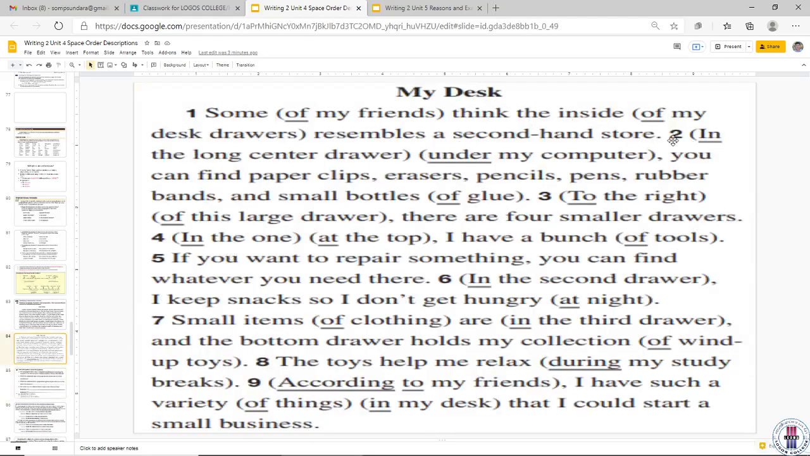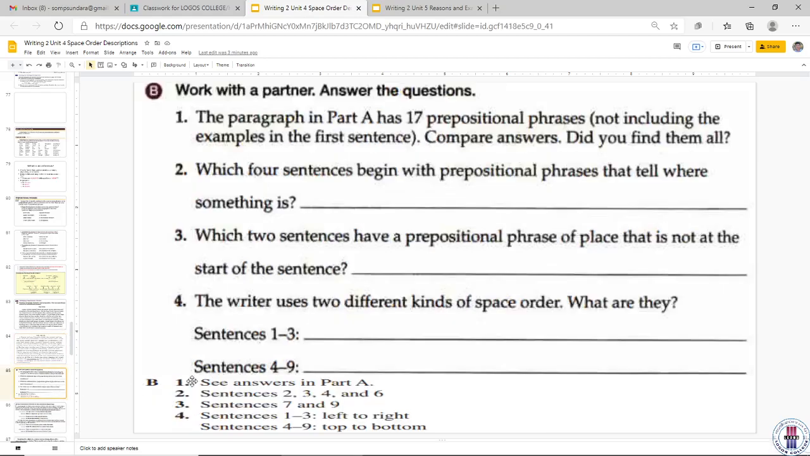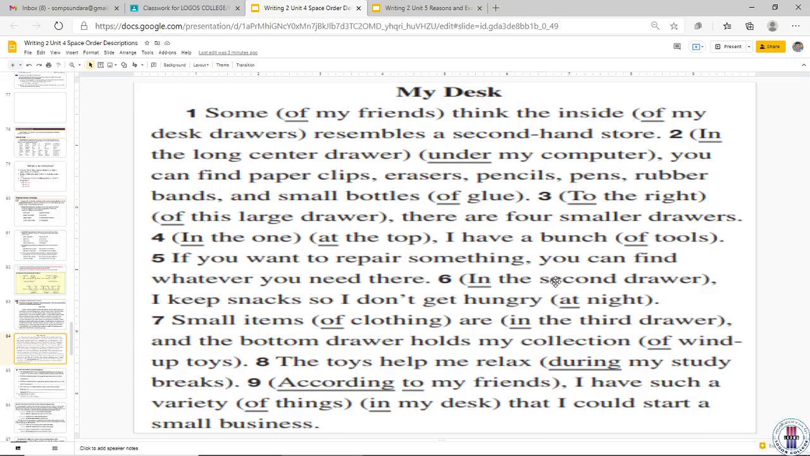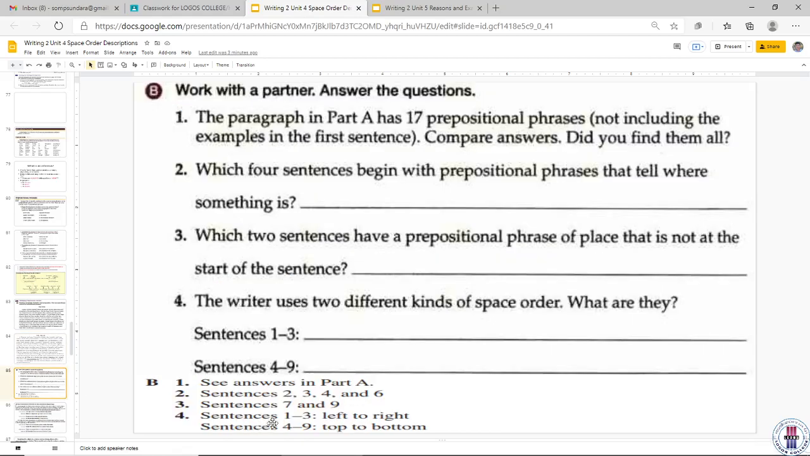So let's take a look back. 2, in the long center drawer under my computer. That's a location, right? Preposition of place. Where is something? Where are the paper clips, erasers, pencils, pens? 3, to the right of this large drawer. So this tells another preposition of place, of location. 4, in the one at the top. And the last one was number 6, in the second drawer. So all those prepositional phrases are examples of phrases that tell where something is.